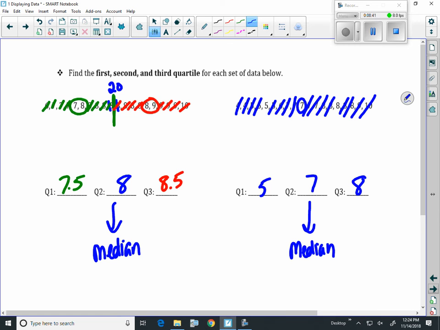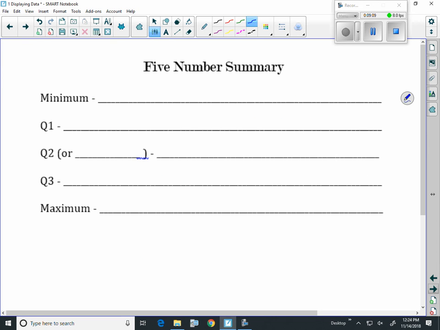Okay, so let's talk about these two different types because something happened here. On this one, we had 2 middle numbers. And then when we found the other quartiles, we used those numbers. Over here, we have 1 number. When that happens, you don't use that number, and you just use the ones on the side of it for the other 2. So if you have 2, you use them. If you have 1, disregard it.